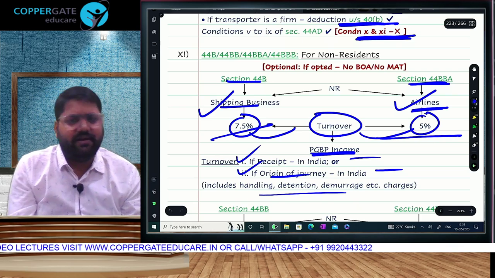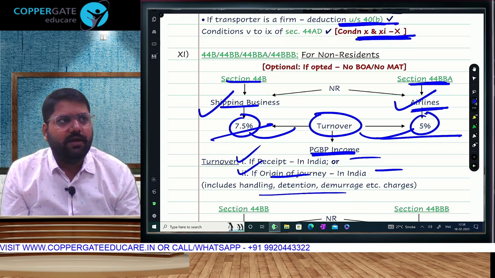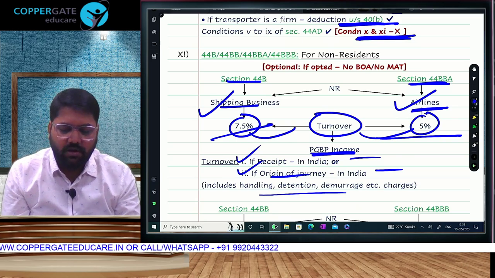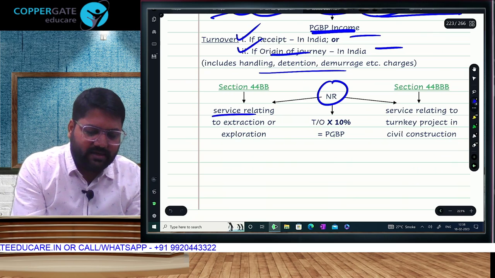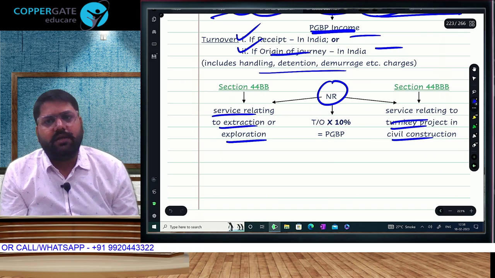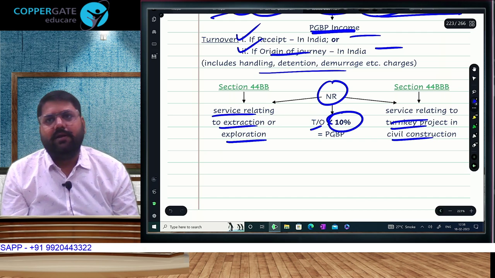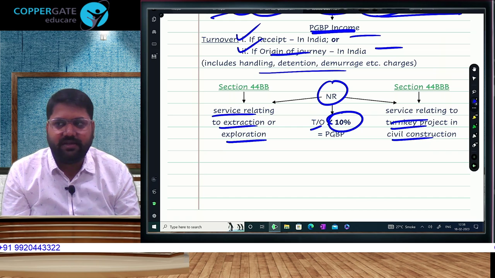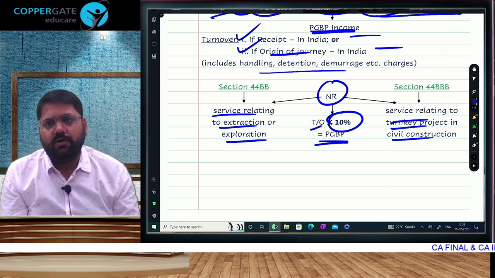Whose turnover ka 7.5 or 5 for shipping and airline business respectively will become your taxable profits and gains of business or profession. And the last two, the incomes here, one non-resident engaged in extraction and exploration activities. They are non-resident, say you are taking turnkey services for civil construction. Both cases may take turnover and apply. Yahan pe it is 10% for both. 10% is going to be your PGBP.